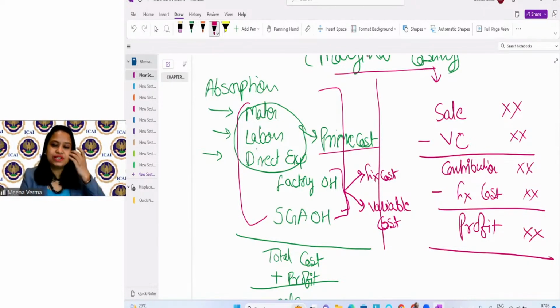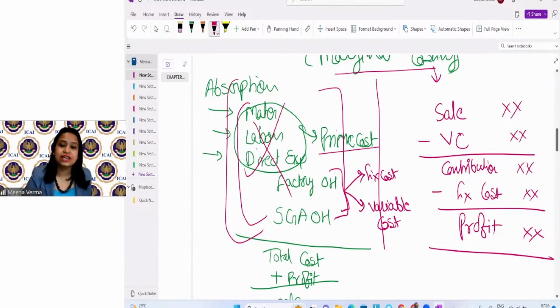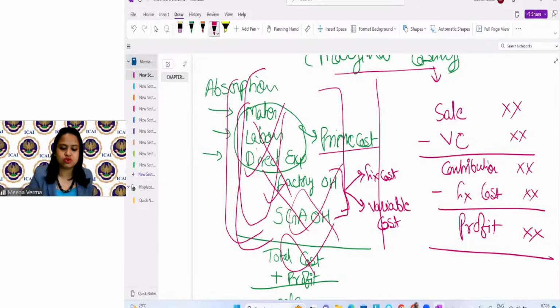Now the first question comes here. Why, ma'am, why we use CVP analysis? Why are you not using absorption costing, right? So, ma'am, we have already discussed that even in case of target costing, we do not consider the absorption costing. Even in activity-based costing, we were not using this method. So, you have learned we already have avoided using this method, absorption costing.